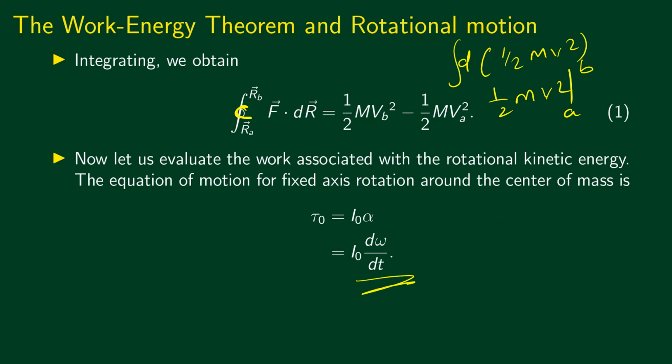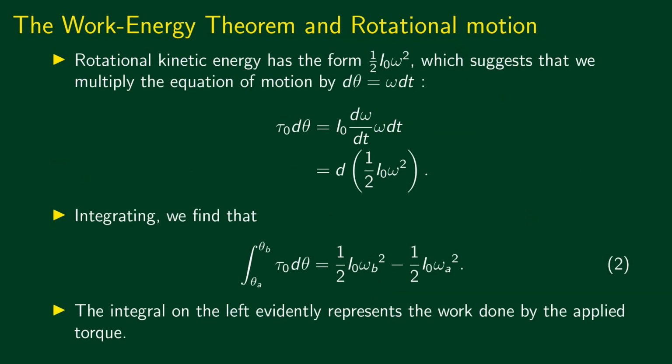In this, let's talk about an angular displacement theta. For a small angular displacement d theta, the work done is torque multiplied by angular displacement, just like the work done in the case of translational motion is F dx. In this case it is tau 0 d theta, the work done by the torque. So this can be written as I0 d omega by dt times omega dt. We can write d omega by dt times omega dt as I0 omega d omega.